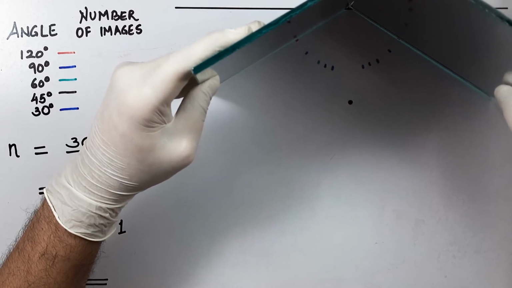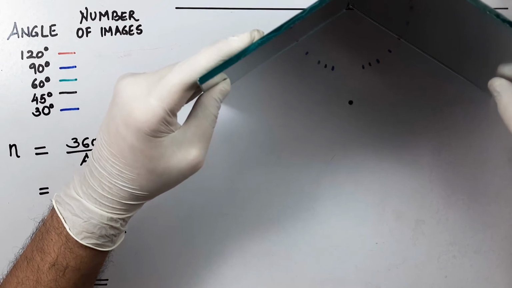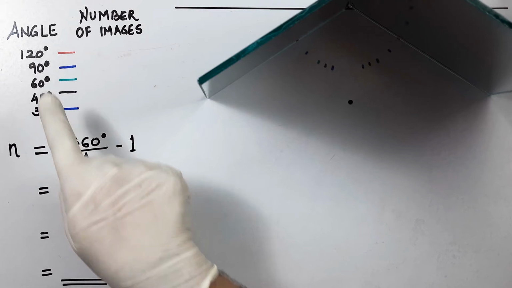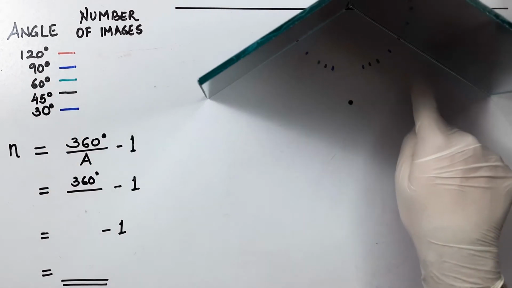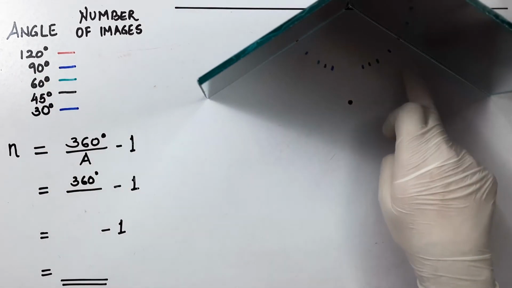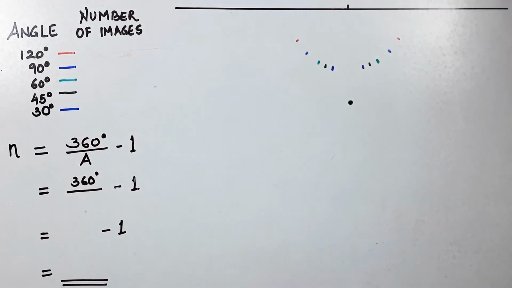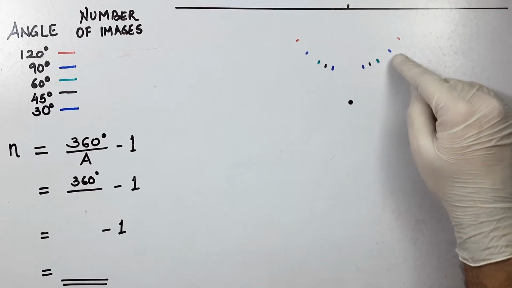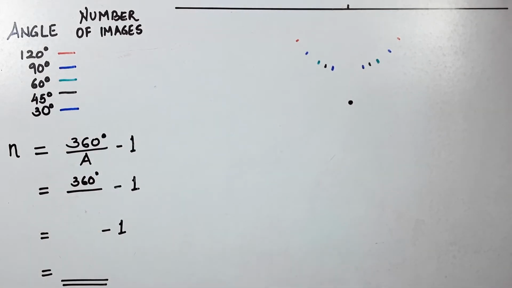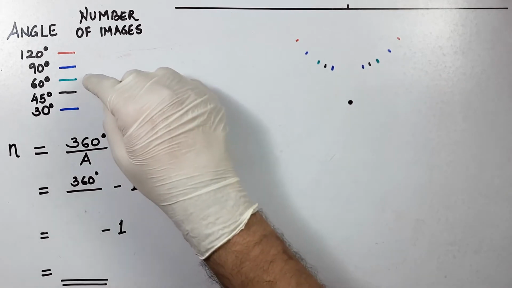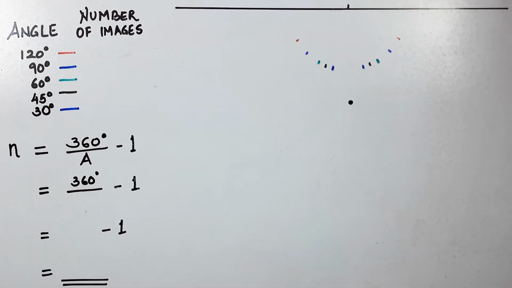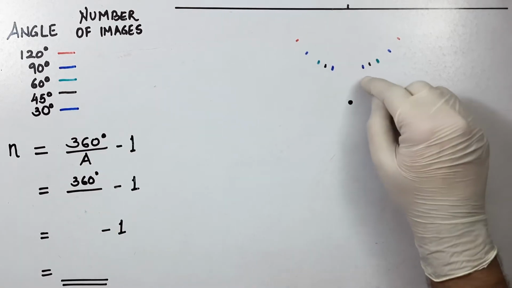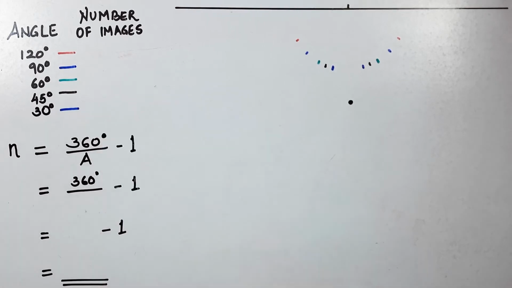So for example, if I leave the mirror like this, then these two mirrors are at an angle of 120 degrees because they are lying on the red dots. Same way, the next set of dots is blue, which means they are 90 degrees. The next set of dots are green, which means they are 60 degrees. The next set is black, which means they are 45 degrees. And the next one is again blue, which means they are 30 degrees.